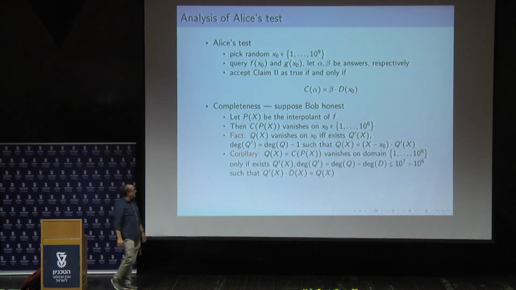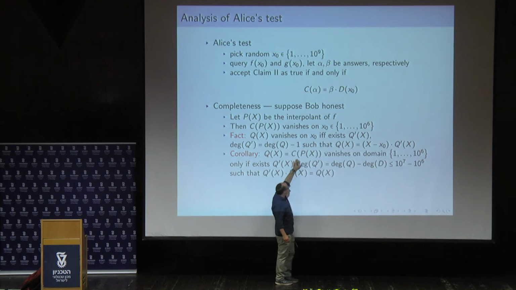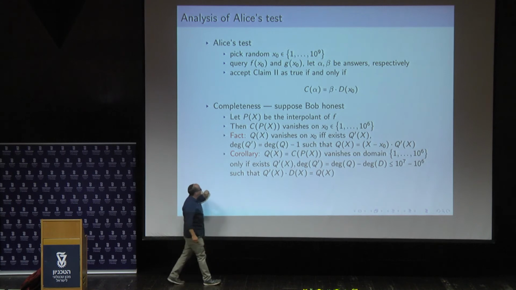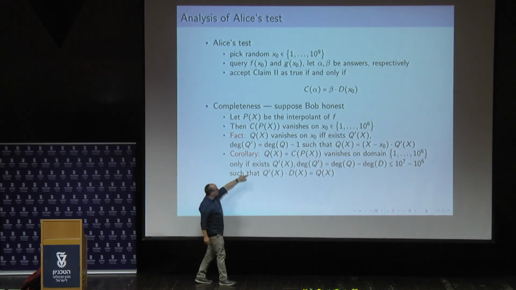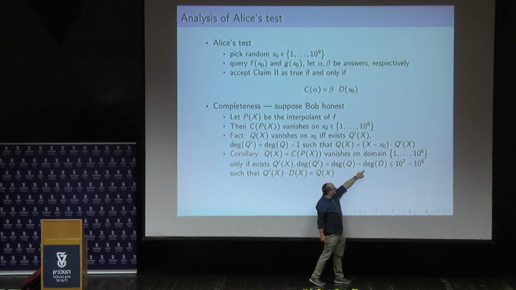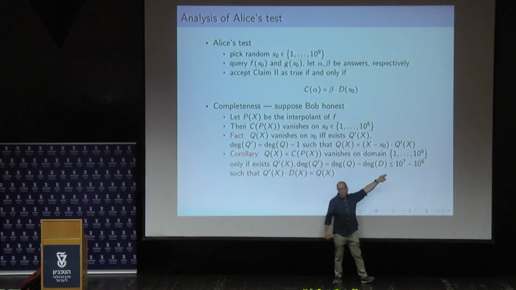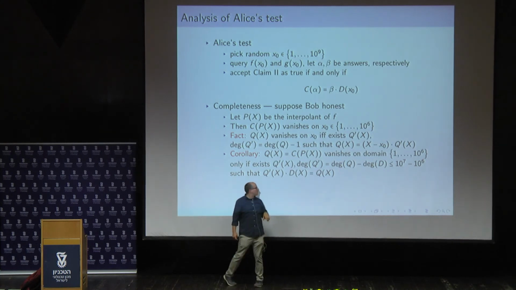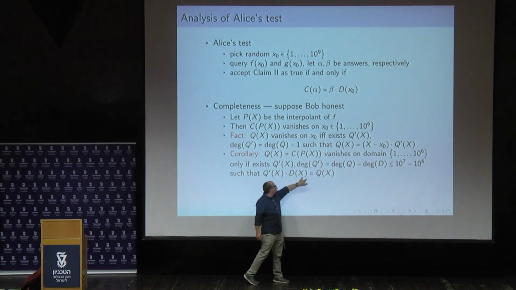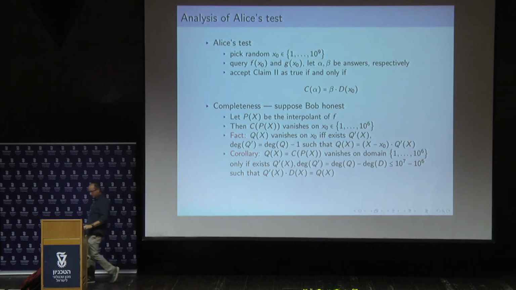And if you continue on and sort of take all the roots out, all these places where you vanish, then here's a corollary that says that q of x, let's define q of x as c of p of x, it vanishes on all of the domain, all of the first million entries, if and only if there exists some q prime, and the degree of q prime is the degree of q minus the size of the domain, which is exactly 9 million, which is what Alice is going to allow Bob to write in G, such that q of x equals q prime of x times d of x. By the way, the prime is not derivative. It's just some other polynomial.